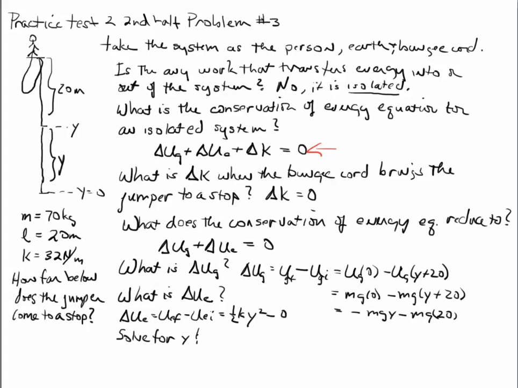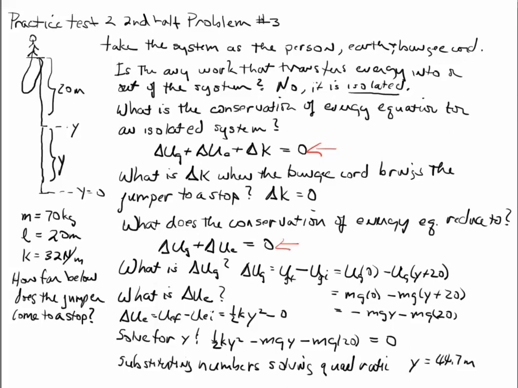Solve for y. We want to put these terms in the conservation of energy equation, this equation right here, and solve for y. When I do that, I'm going to have 1/2 ky squared minus mgy minus mg times 20 equal 0. And if you'll notice, this is a quadratic equation, which we can then substitute the numbers in here for.